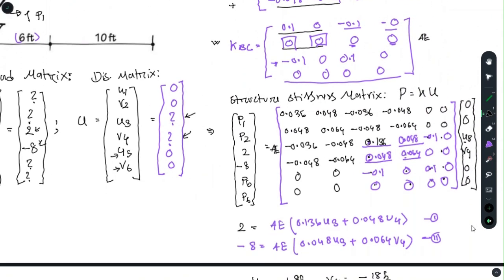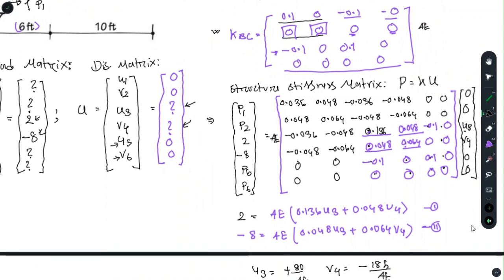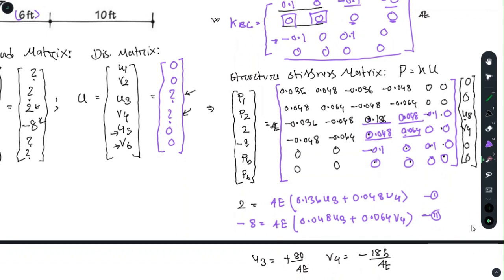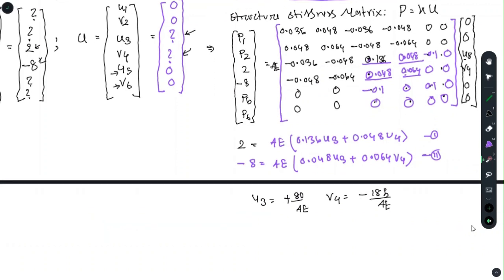If you look at this equation, which is the structure stiffness matrix, in this case we don't know the values of P1, P2, P5, and P6. But solving the equation, we know the values of U3 and V4. If you place these values of U3 and V4 as 80 over AE and 185 over AE, and you multiply this column with these rows, then you can find the values of P1, P2, P5, and P6. It is as simple as that. So I will show a few of the maths.